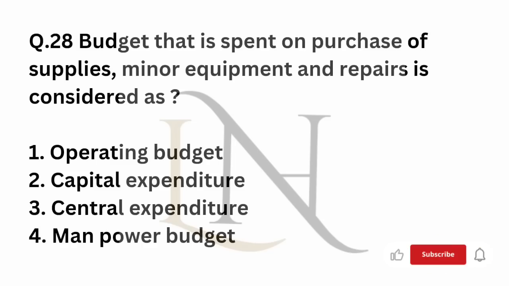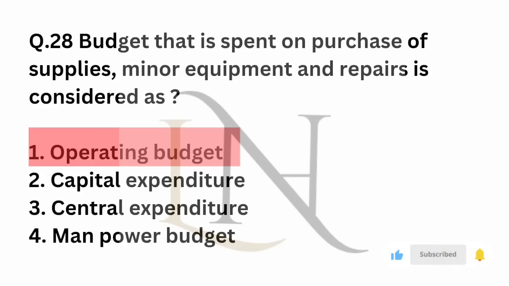Budget that is spent on purchase of supplies, minor equipment and repairs is considered as: Option 1, operating budget. Option 2, capital expenditure. Option 3, central expenditure. Option 4, manpower budget. Answer is option 1, operating budget is used for spending on purchase of supplies. Next MCQ.